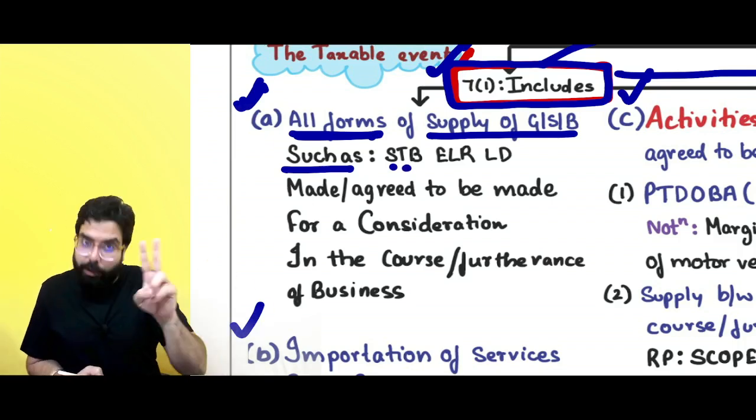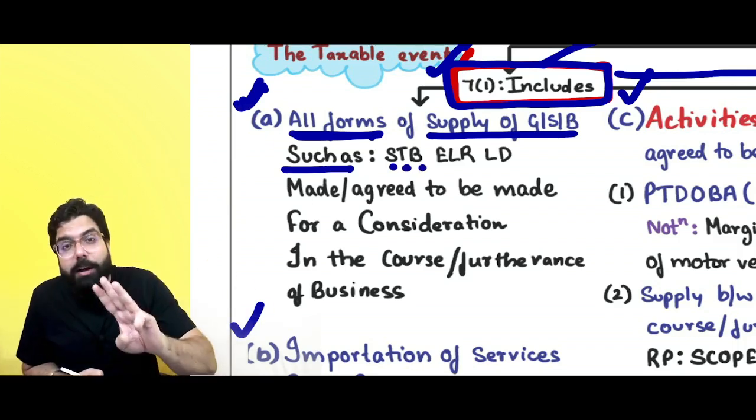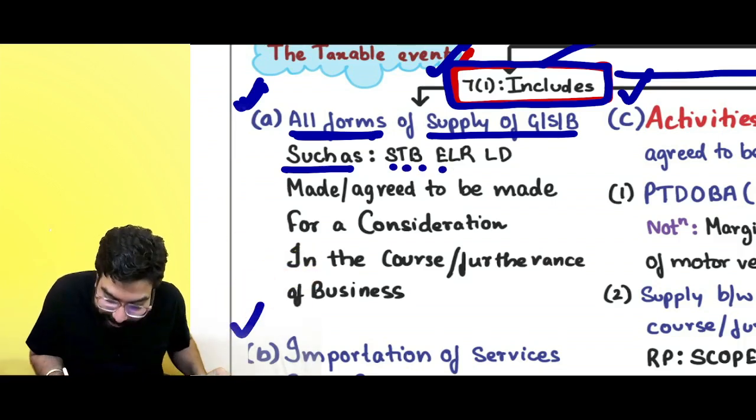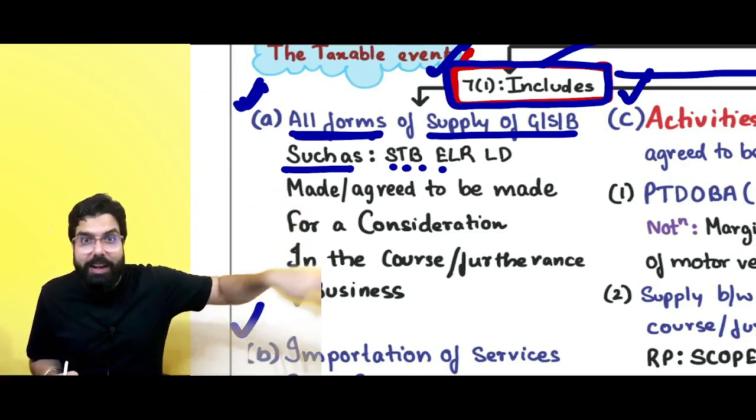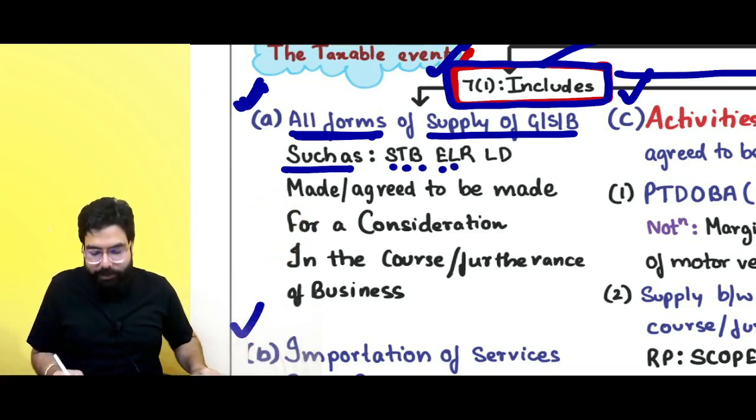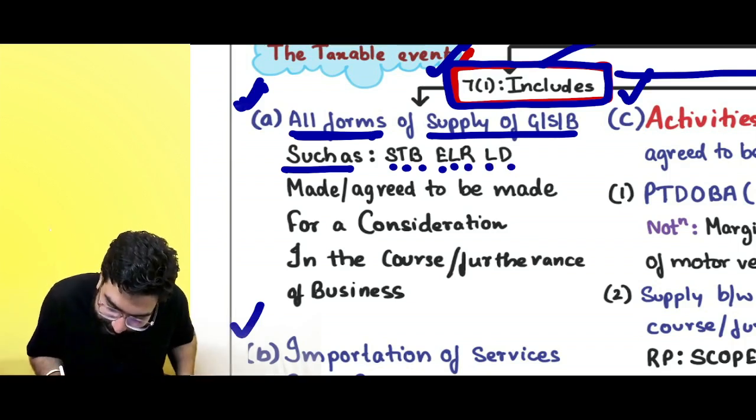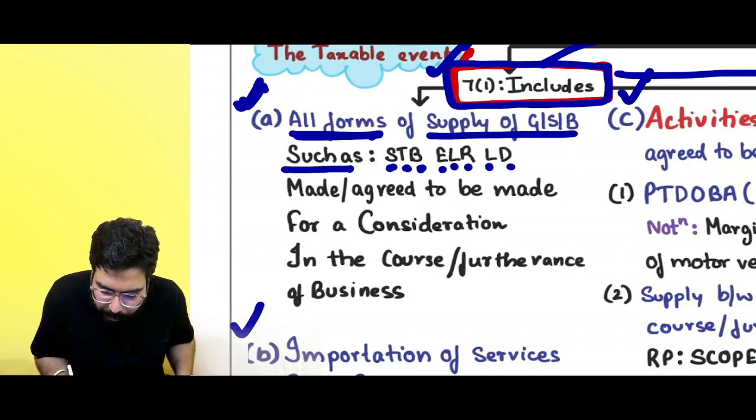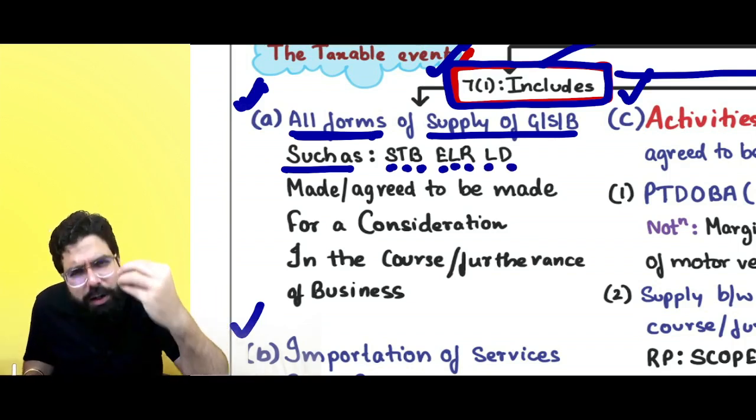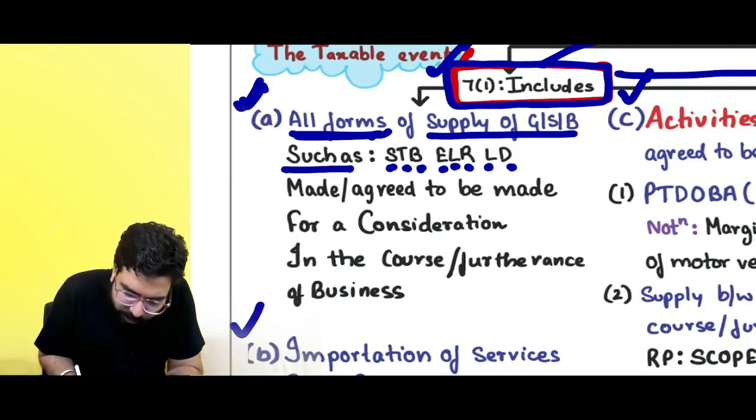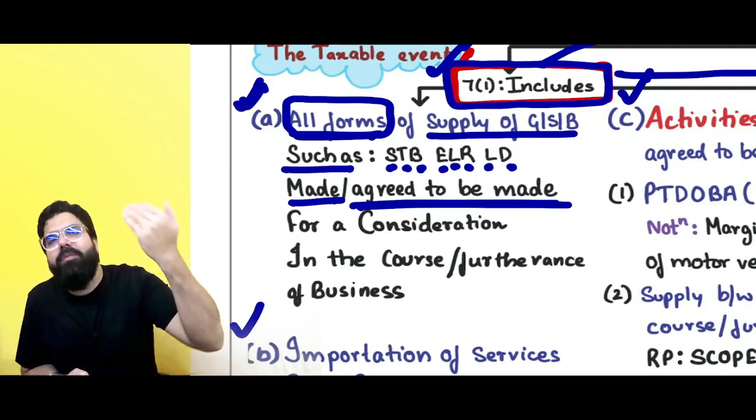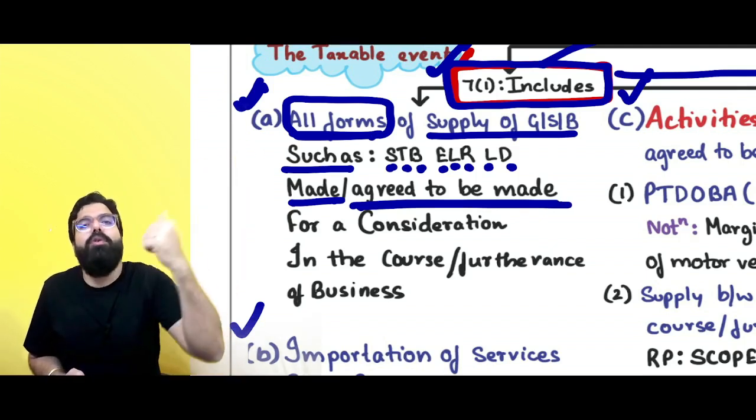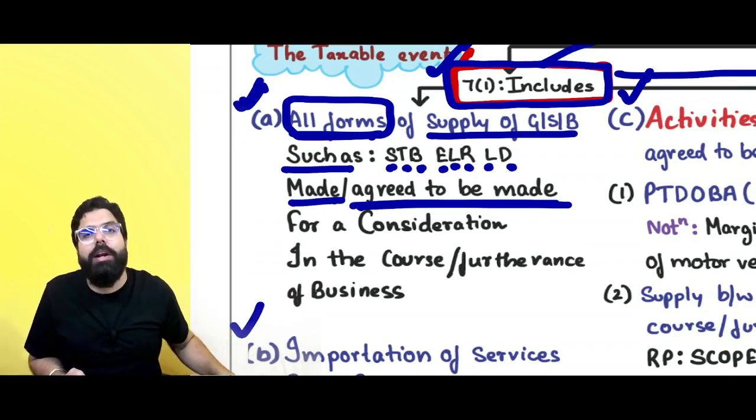transfer, or barter. Barter means giving goods and taking goods. Exchange is generally used in the case of a car, for example: give your old car plus some money and take a new car. Lease, rental, license, disposal: sale, transfer, barter, exchange, lease, rental, license, disposal, all forms are included by whatever name you call it. Secondly, it is made or agreed to be made. Agreed to be made means you have taken an advance and are saying you will supply in future. Then also that is included in the definition of supply.